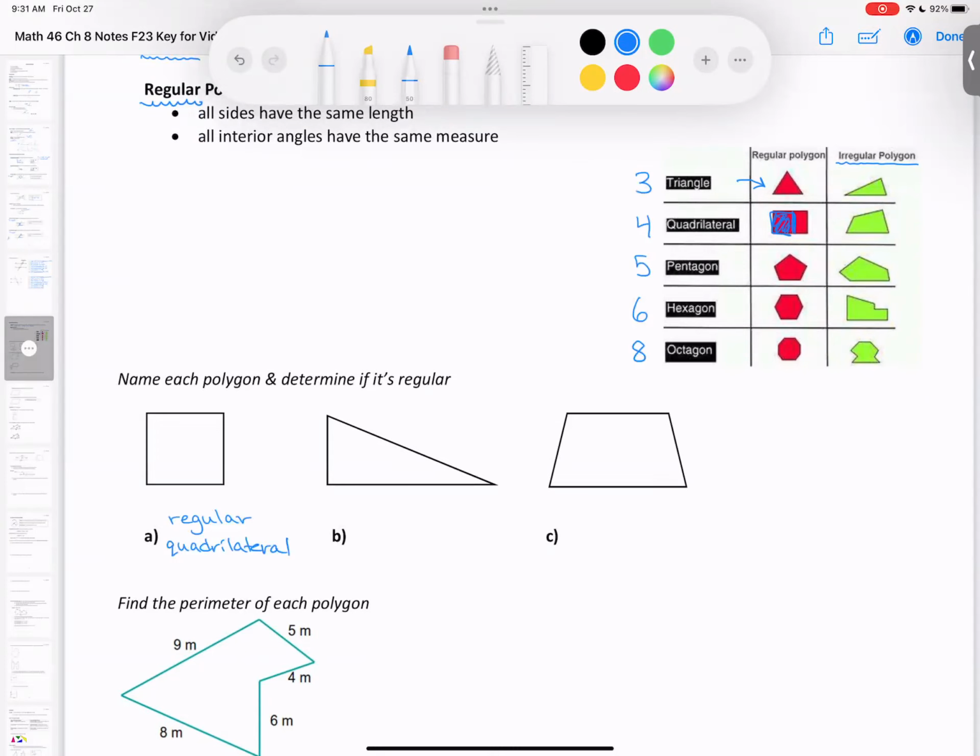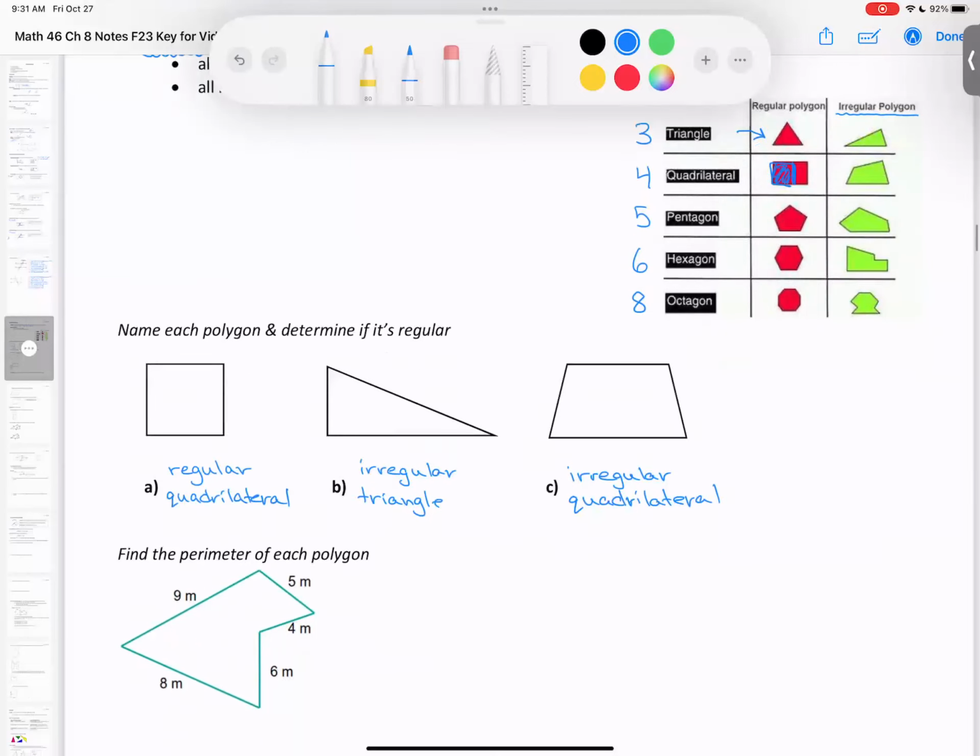Okay, that next one then, our side lengths are not equal, so this is irregular. And it has 3 sides, so it's a triangle. And that last one, well, we have 4 sides, and they are not all equal, so it's an irregular quadrilateral. Bonus points if you can spell quadrilateral.